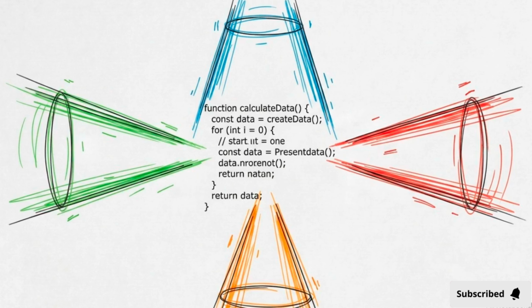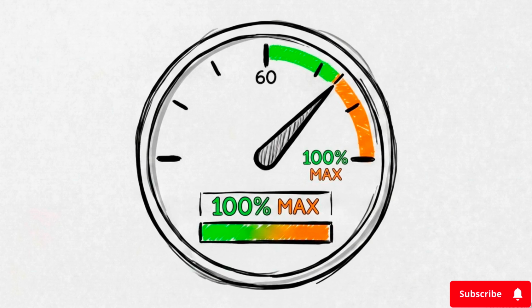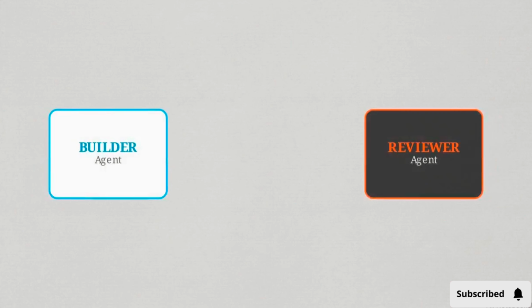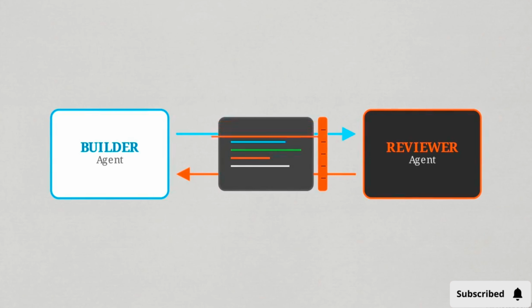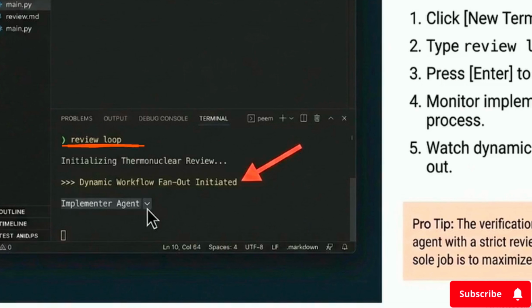That brings us to our 4th workflow, the verification loop. This pairs a builder agent with a strict reviewer whose only job is to evaluate the code against a specific quality metric. When you initialize the review loop command, you'll see a dynamic workflow fan-out process begin. This connects the implementer directly to its assigned reviewer.